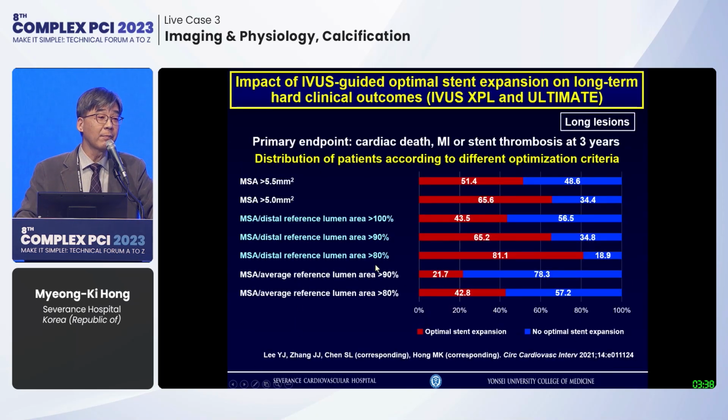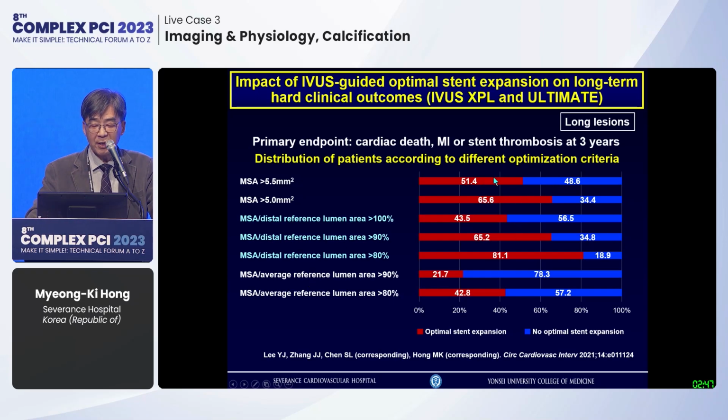As we know, there are several optimization criteria. There are two absolute criteria: minimum stent cross-sectional area of 5.0 or 5.5. And there are five relative criteria: minimum stent cross-sectional area more than 100%, 90%, and 80 to 100% of the distal reference lumen area, or more than 90% or 80% of the average reference lumen area. These are the several criteria. We validated whether the optimization criteria really work in clinical practice, and which one is more important.